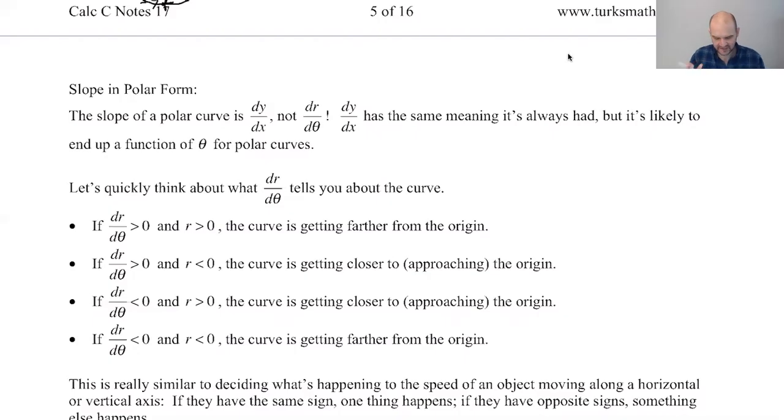All right, we're back. We're on page 6 of note 16 of Calc. Nope, we're on page 6 of note 17. We're on page 6 of note 17 of Calc C. We're talking about polar coordinates, and we're finally going to do some calculus with them.